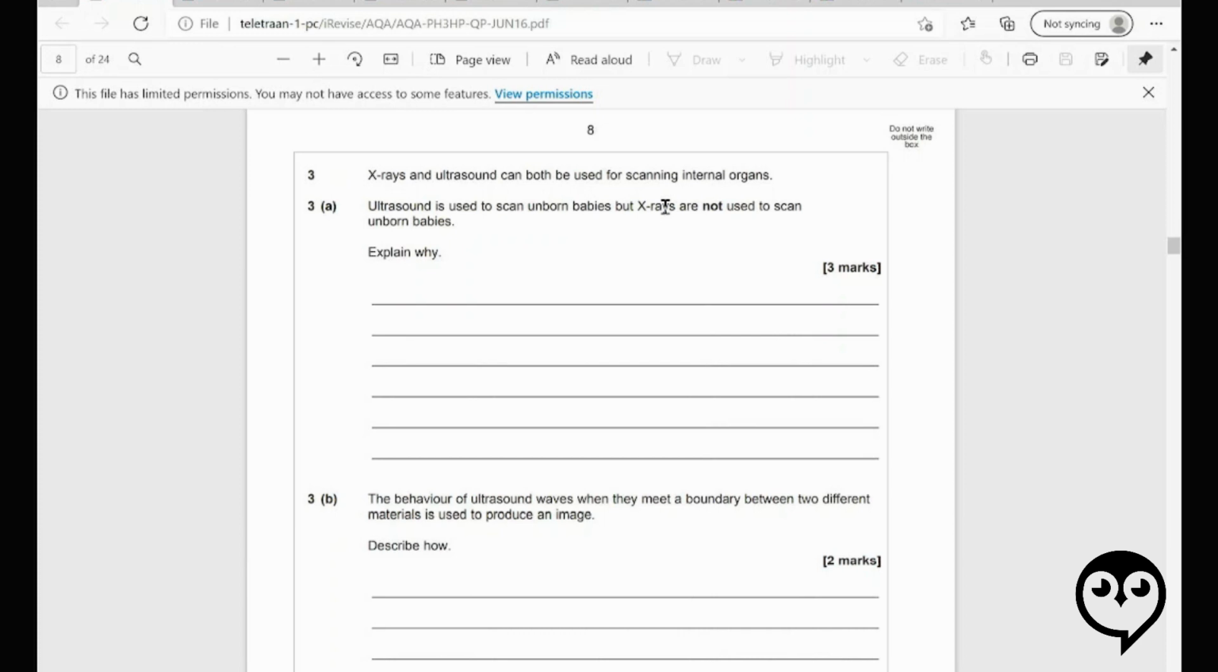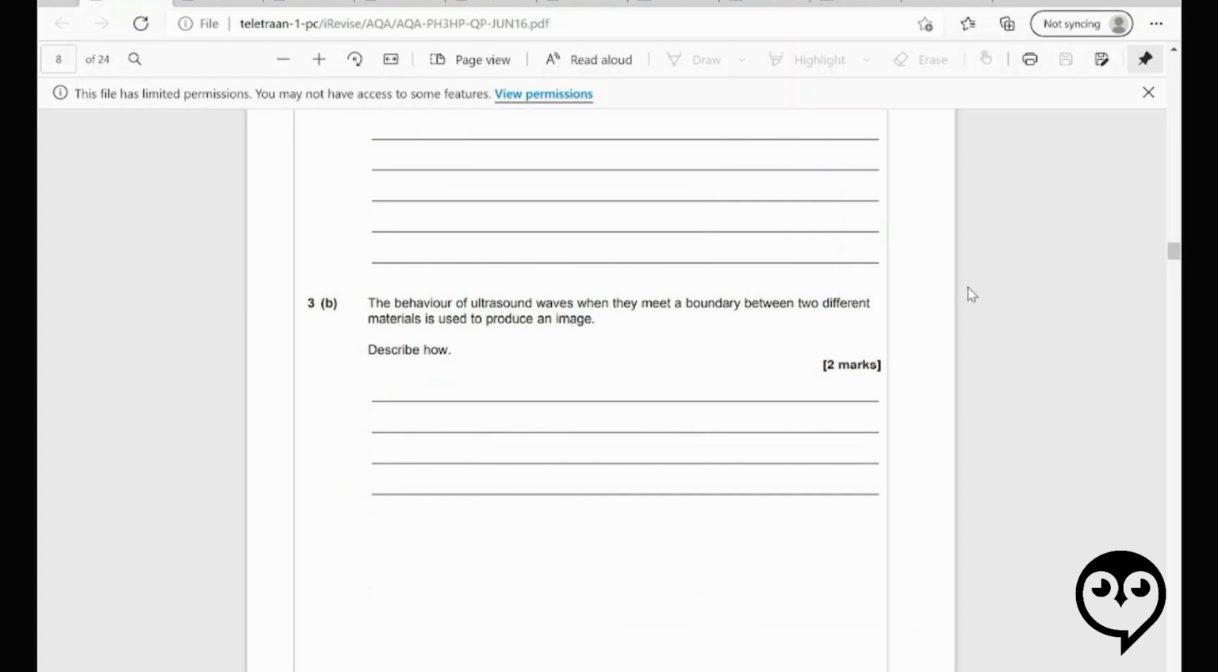I've got June 2016. This is an AQA paper 3. X-rays and ultrasound can both be used for scanning internal organs. Ultrasound is used to scan unborn babies, but X-rays are not. Explain why. Okay, very straightforward. You know that X-rays are ionizing radiation and can cause damage to cells, damage to tissue, lead to cancer, mutate cells, that sort of thing. So you can say that, and then you can say ultrasound is not ionizing. I think that's pretty straightforward for 3 marks.